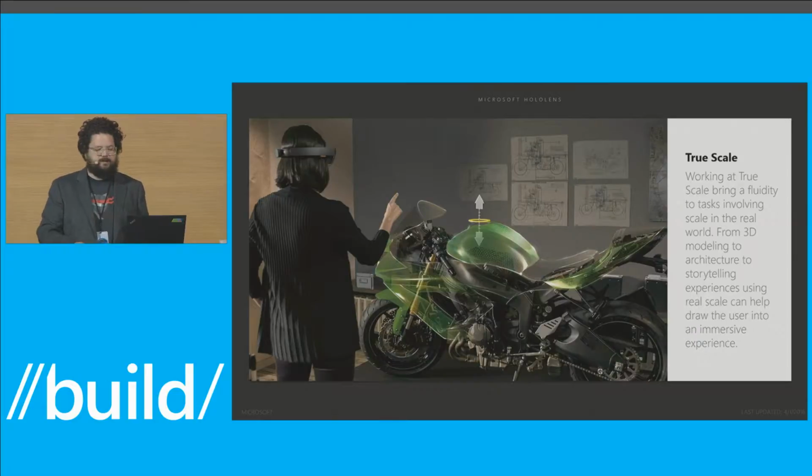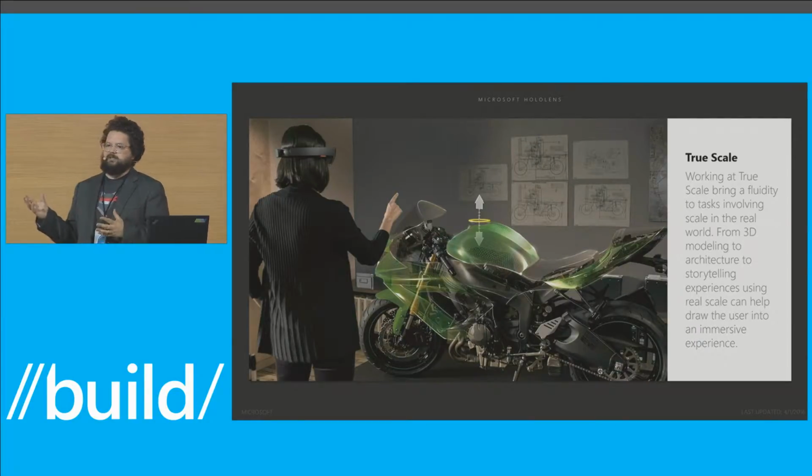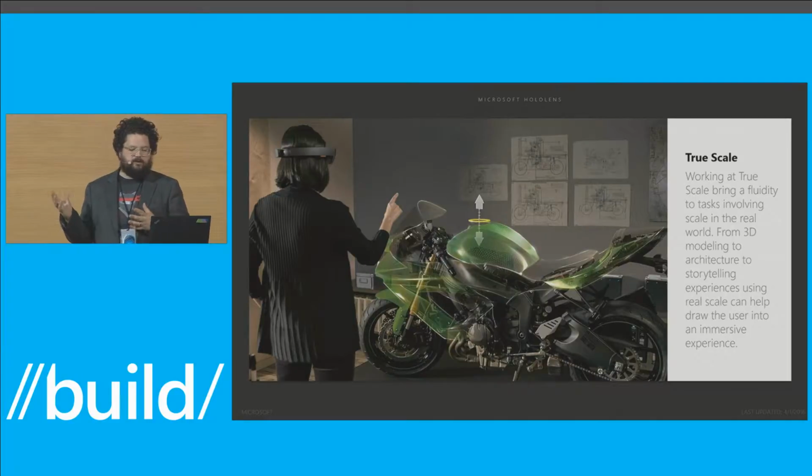Now, as well as being relatable as an object, something really unique in mixed reality is the ability to use true scale. So we can quickly get the best of both worlds in terms of seeing our holograms at exactly the scale that they would be in the real world, and also being able to quickly zoom in or out, or show an exploded view or a magnified view.